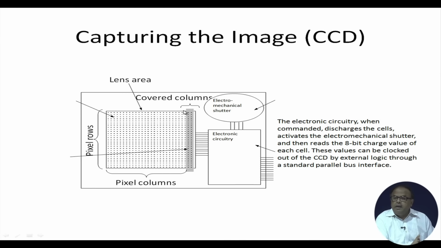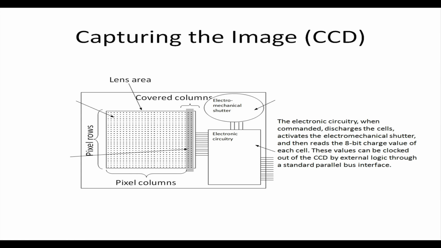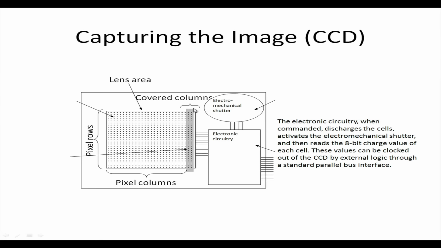Ideally, what is the scenario? Ideally, if there is no light incident, then the charge should be 0, but in practice there are some manufacturing defects, and so the charge is non-zero even for no incidence of light. So we have to take some corrective measure for that.